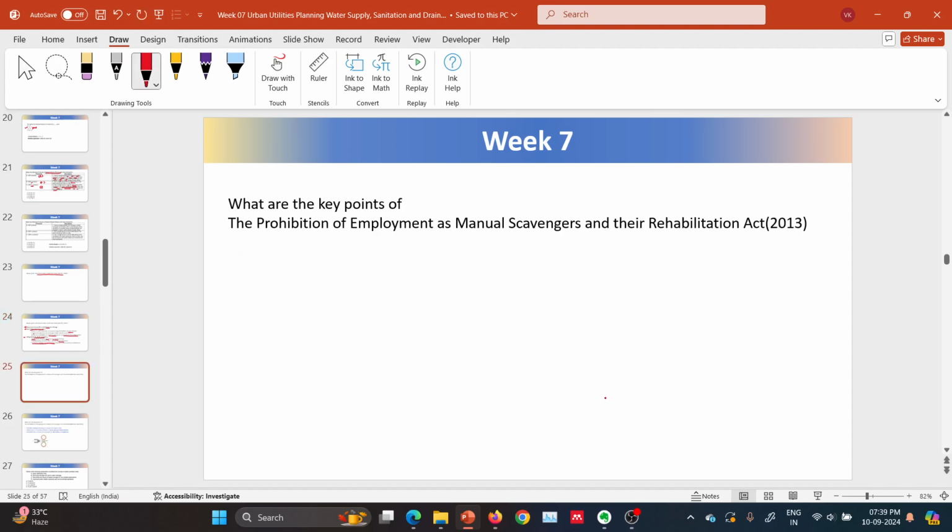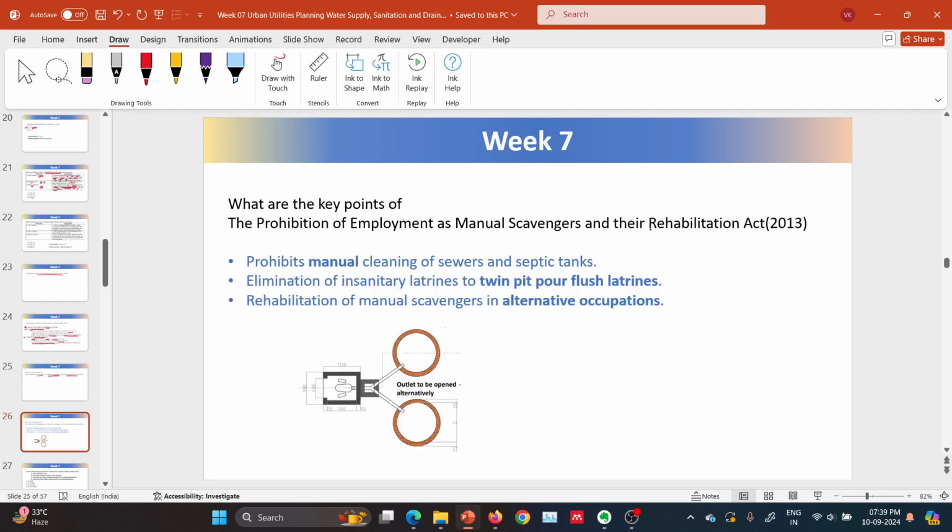What are the key points of the Prohibition of Employment as Manual Scavengers and their Rehabilitation Act? It tells us to prohibit the manual cleaning of sewers and septic tanks. So manual cleaning should be prohibited. And elimination of insanitary latrines in favour of twin pit pour flush latrines.